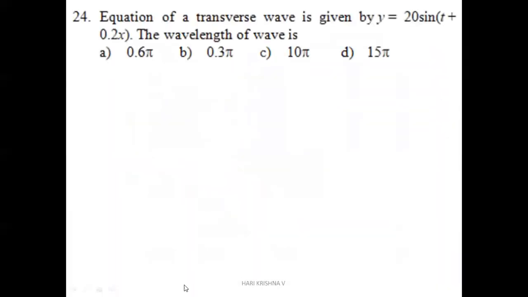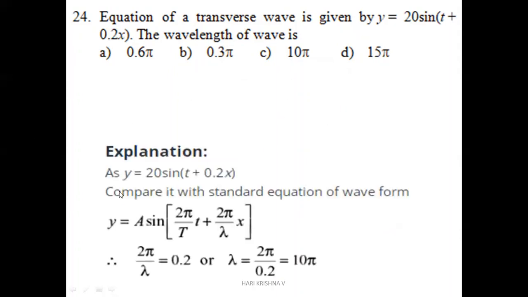Next, question number 24. The equation of a transverse wave is given by y is equal to 20 sine of t plus 0.2x. The wavelength of the wave is. Comparing with the general equation, y is equal to a sine of omega t plus kx. K value is 2 pi by lambda and omega value is nothing but 2 pi by T. So 2 pi by lambda, and the x coefficient is given as 0.2. So 2 pi by lambda is equal to 0.2.